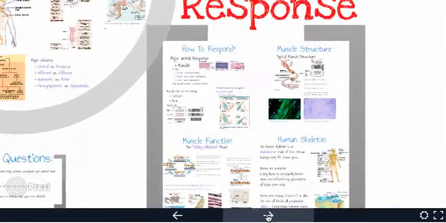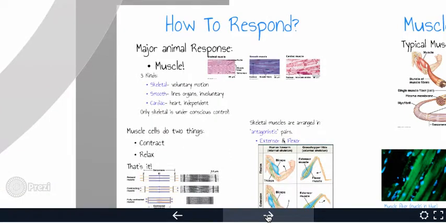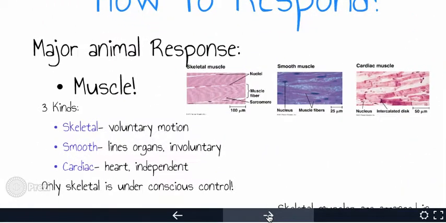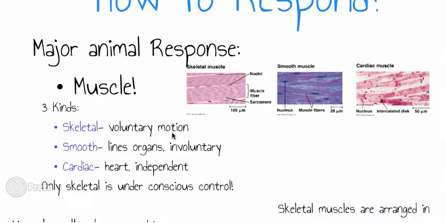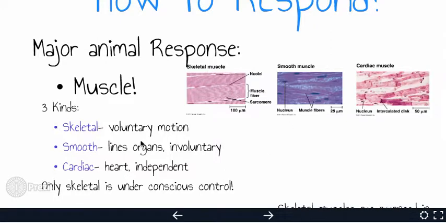All right, so here's what I want to get to, a little bit of response. How do animals respond? For animals, it's all about the muscle. So we'll do a little bit about the different kinds of muscle and a little bit on sliding filament theory. Okay, so skeletal muscle is for voluntary motion. Skeletal muscle is striated muscle, so it looks like stripes of fibers. I'll blow up the picture in a minute.